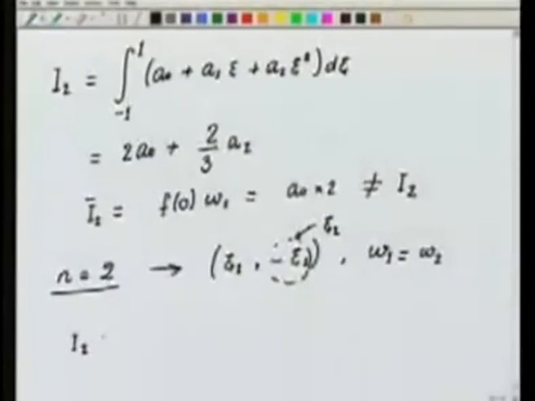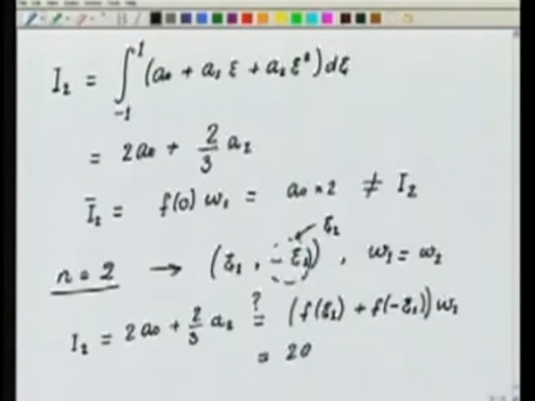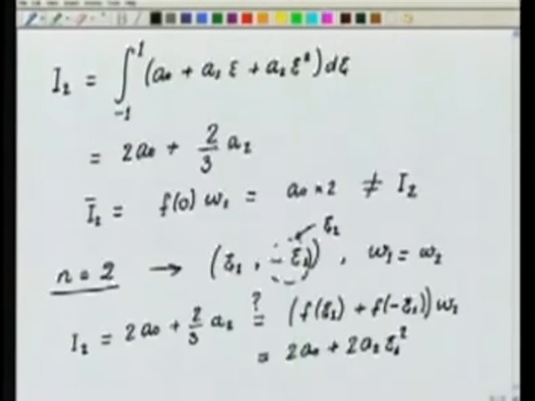So, let us take I2, which we got as 2a naught plus 2/3 a2. This will be the integrand evaluated at psi 1 plus the integrand evaluated at minus psi 1, into weight 1. Now, f at psi 1 plus f at minus psi 1 will be equal to, if you work it out, 2a naught plus 2 a2 psi 1 squared. So, now if we compare the two, the coefficients of a naught and a2, I get this whole thing into W1.